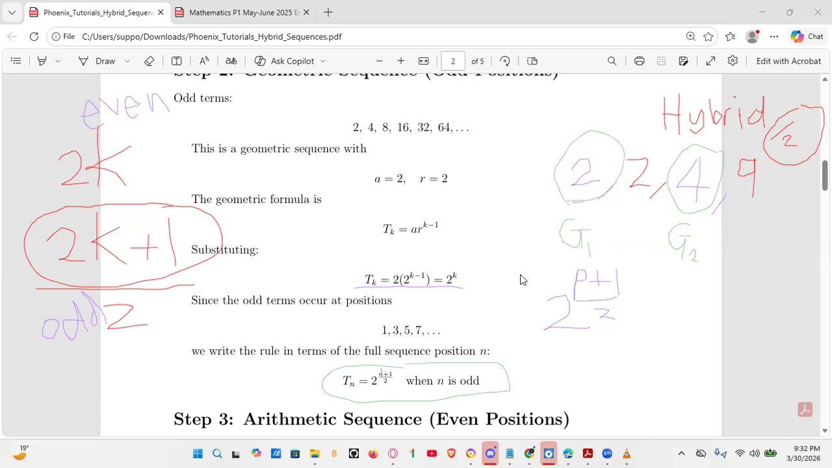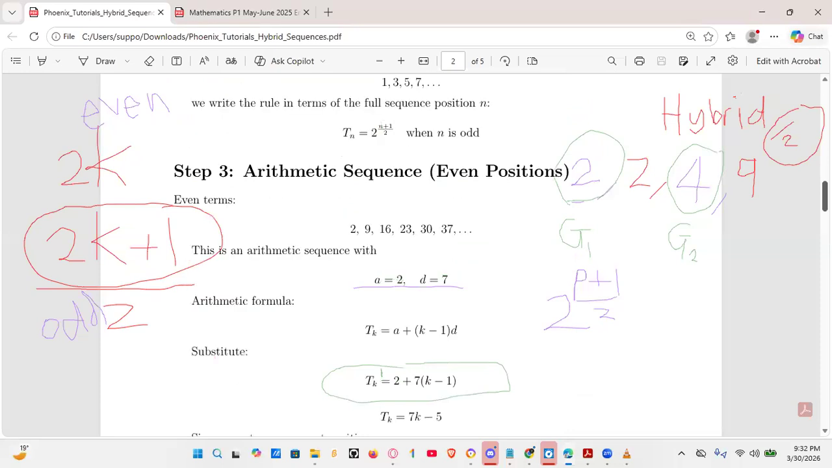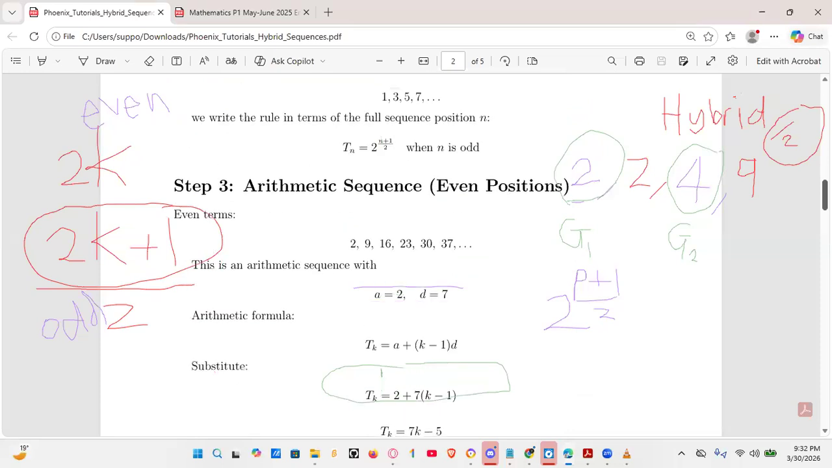Okay, let's move on. So now we have even positions. So for even positions, we have our arithmetic sequence. We know that our A over here is 2. So just use your normal procedure for the sequence. A is 2. And we have A plus (k minus 1)d. We find our general formula for arithmetic sequence, and we have that general formula.